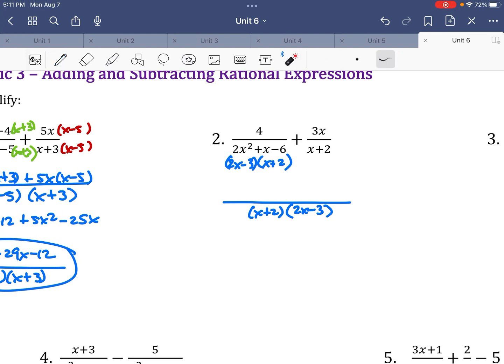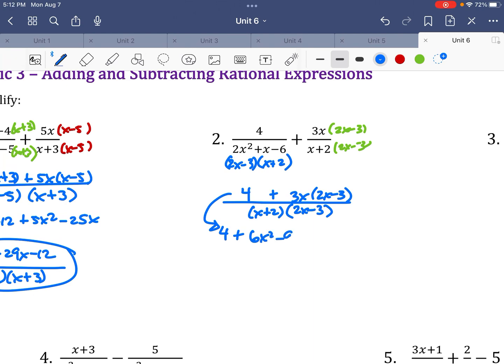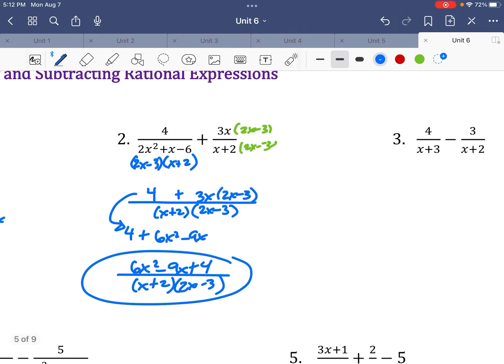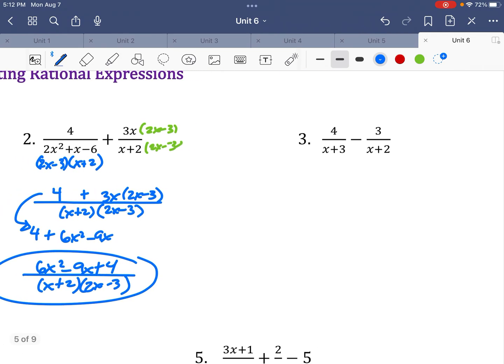All right, so this denominator that I'm putting here is literally the exact same denominator. So that 4 is not going to get anything. It's going to stay. But this guy is getting a 2x minus 3, right? So 3x gets 2x minus 3. So let's just fix up the top. This top part here is 4 plus 6x squared minus 9x. So we'll just write our answer: 6x squared minus 9x plus 4, over x plus 2 and 2x minus 3. And there we go. And again, same thing applies. Just leave it like this unless for some reason you think you need the top factored. All right.